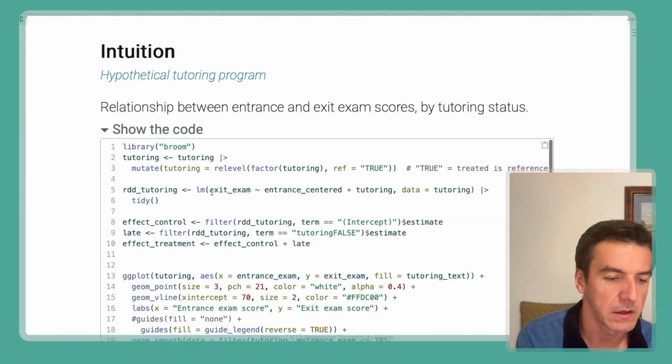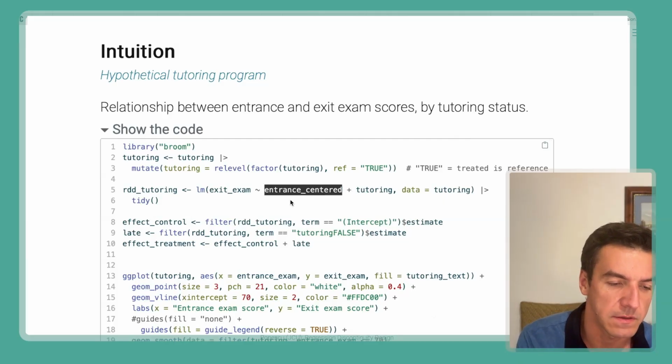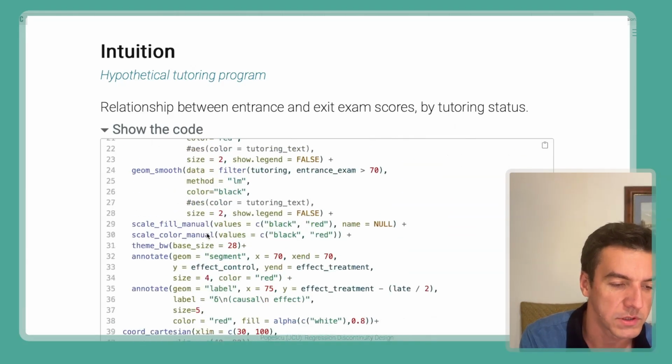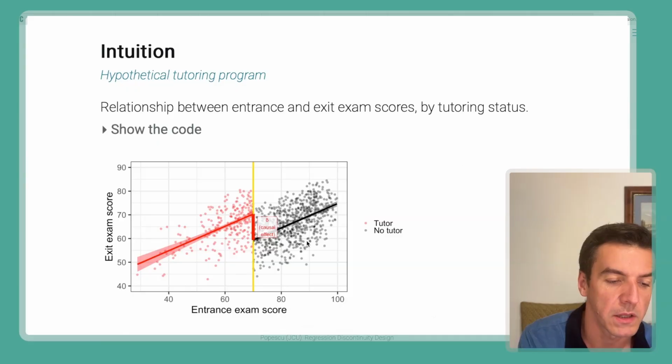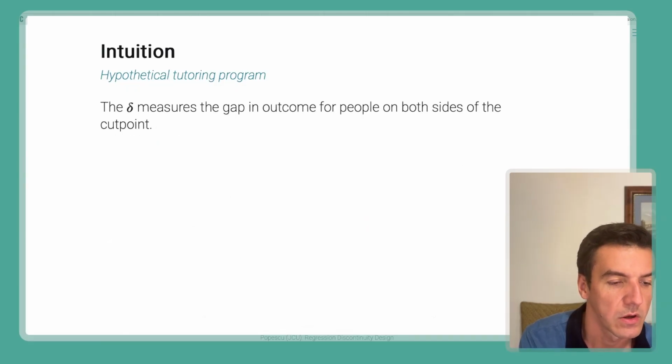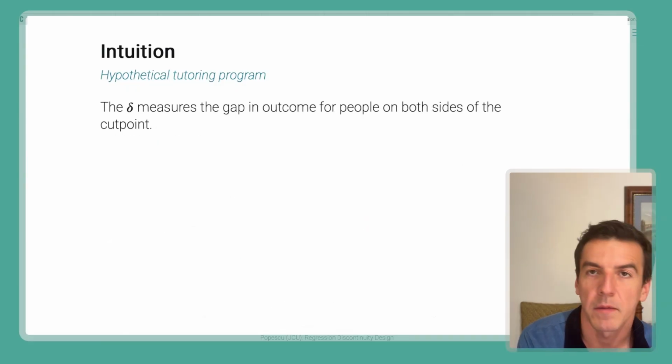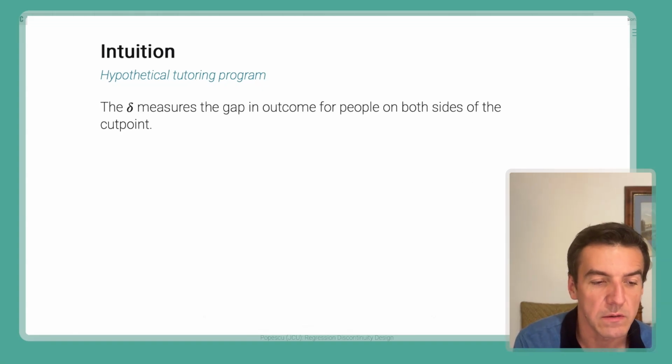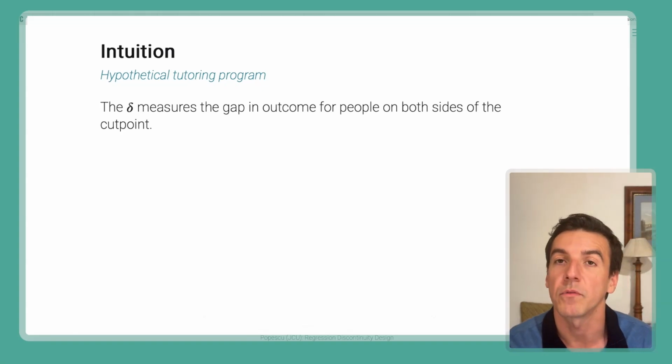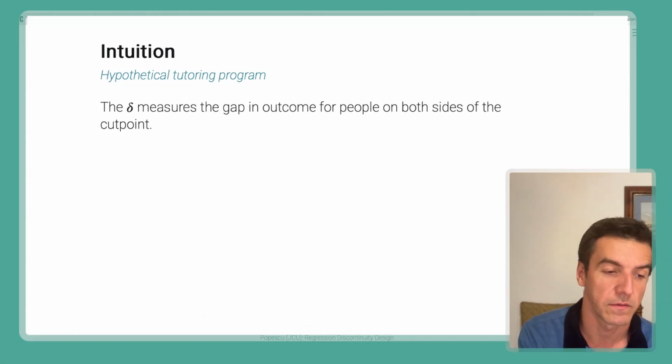Here I'm simply measuring the effect of the tutoring program together with the entrance exam center. This is a variable that starts with a 0 if it was exposed to the program versus not. And then I'm simply plotting it. So if you're simply copying the code, you should be able to get a graph that looks like this. Okay, so I'm writing this too. So the delta measures the gap in the outcome for people on both sides of the cut point.